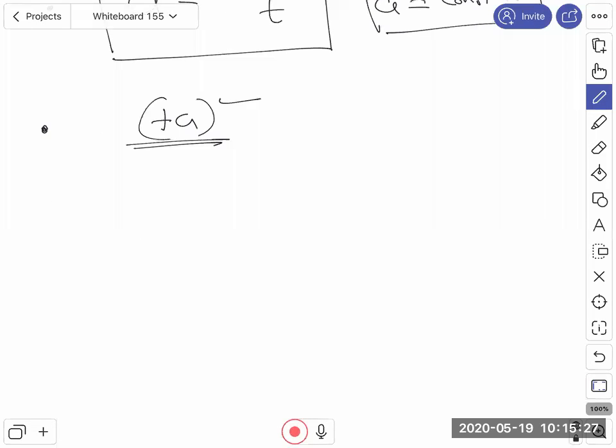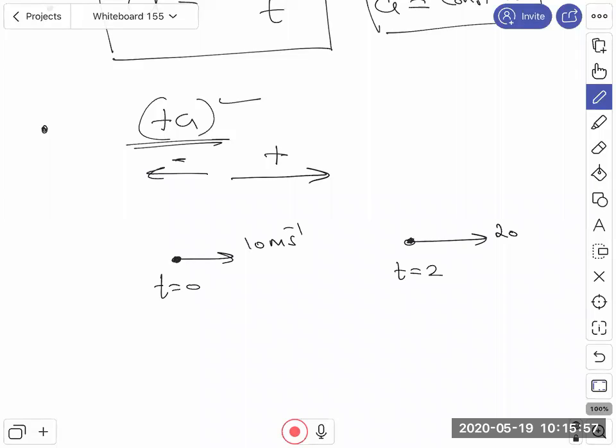Whenever we start solving a question, we'll normally fix one particular direction as positive. So over here I'm fixing towards right as positive and towards left as negative. Now assume that there is a particle which is moving towards right with a speed of 10 meter per second, and after some time, let's say when time is equal to 0 and when time is equal to 2 seconds, उसका जो velocity है वो increase करके 20 meter per second पे आ गया. Now it is moving with the velocity 20 meter per second.